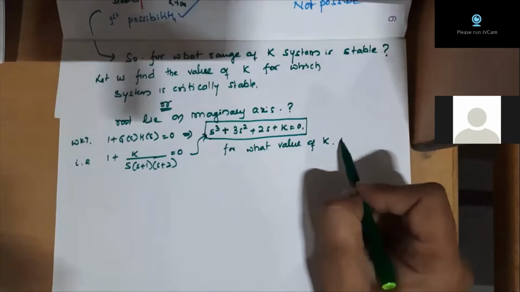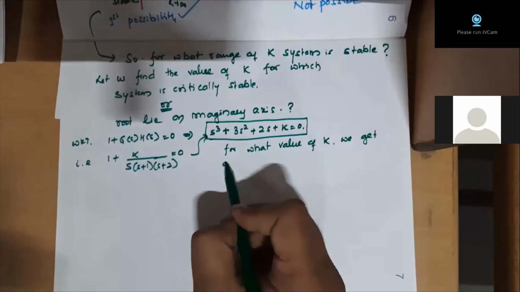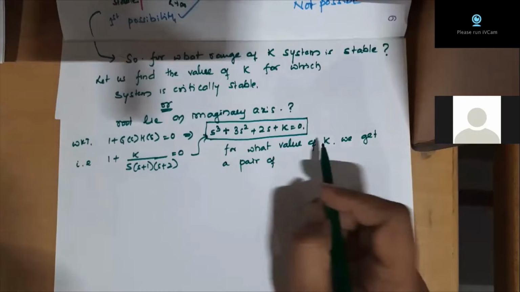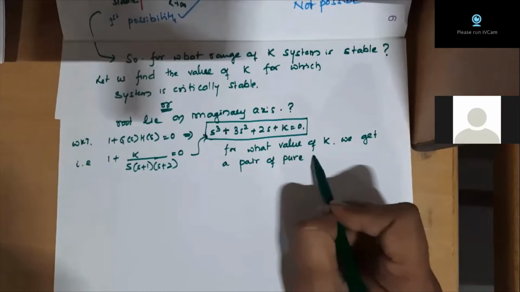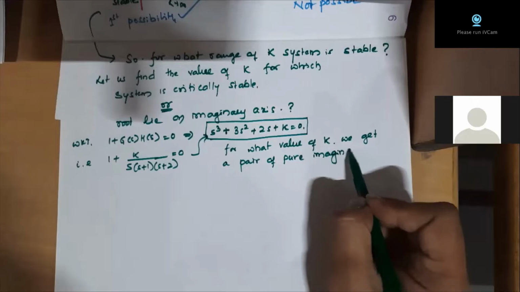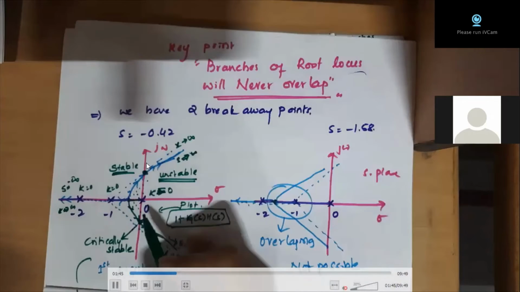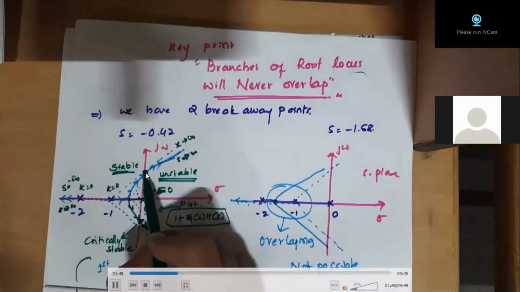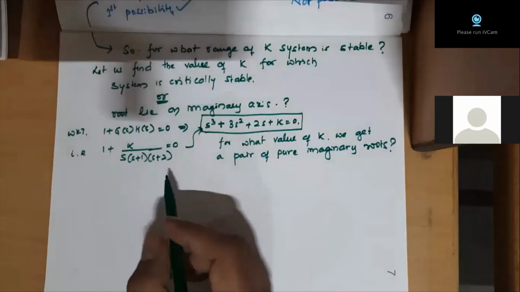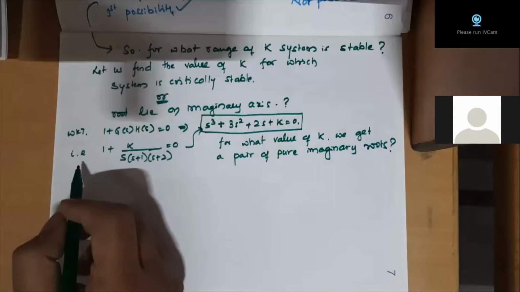So you will use this function and calculate for what value of k we get a pair of pure imaginary roots. So that will satisfy this condition. Okay, roots lying on the imaginary axis. So we'll find these points and the value of k for those points. So how to find that?